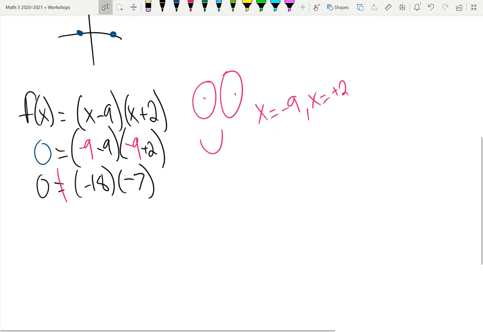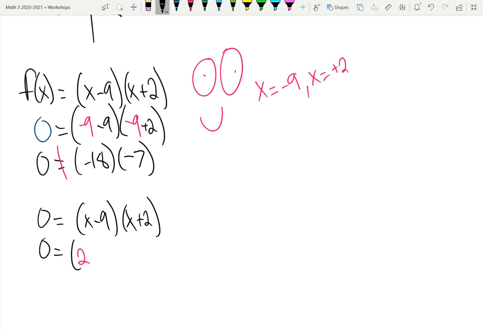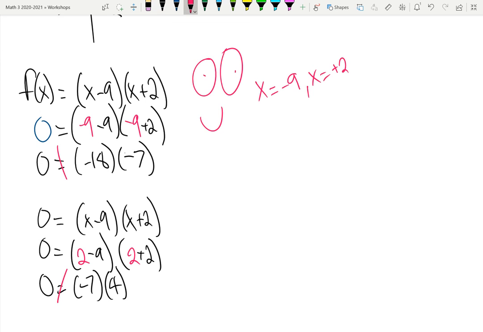If I repeat this for the other solution, x equals 2, 0 equals x minus 9 times x plus 2. I plug it in using color for my substitution as a good practice. And it reveals the product of negative 7 times 4, which is definitely not 0. So these points are not equal to 0. These are not the x-intercepts.